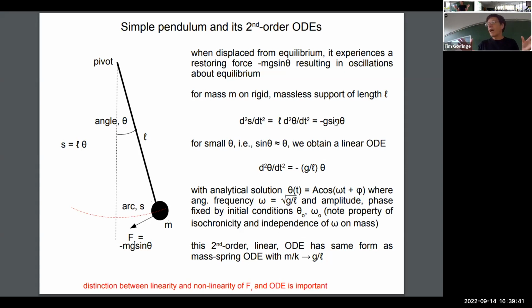If the angle that the pendulum swings through is small, maybe a few degrees or up to 10 degrees, then you can approximate sine theta, which came from the restoring force, with theta, and then you get this simpler differential equation down here. And the distinction between these two is important, and we're going to return to it.